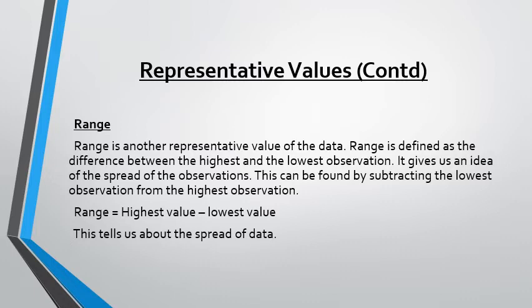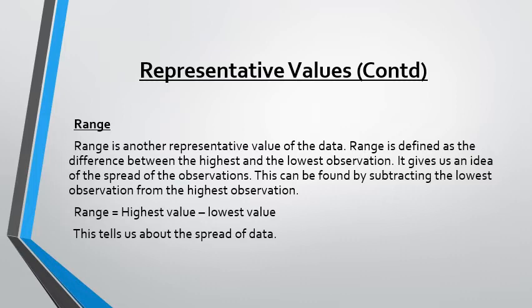The next representative value which we are going to do is the range. Range is defined as the difference between the highest and the lowest observation. It gives us an idea of the spread of the observation. Is that clear? And how can we find out range? We can find out range by subtracting the lowest observation from the highest observation. Range, in other words, is nothing but highest value minus the lowest value.